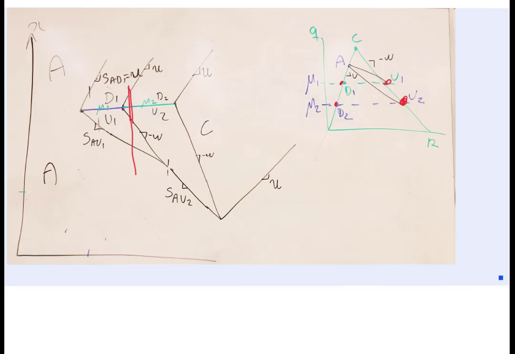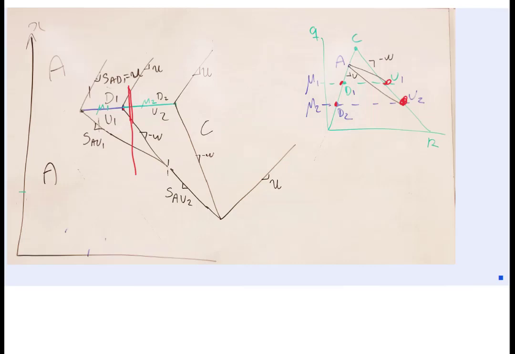So really, it's going to be a solution where, since they join by the same line, the interface is going to be the line of slope W, or negative W. Okay.